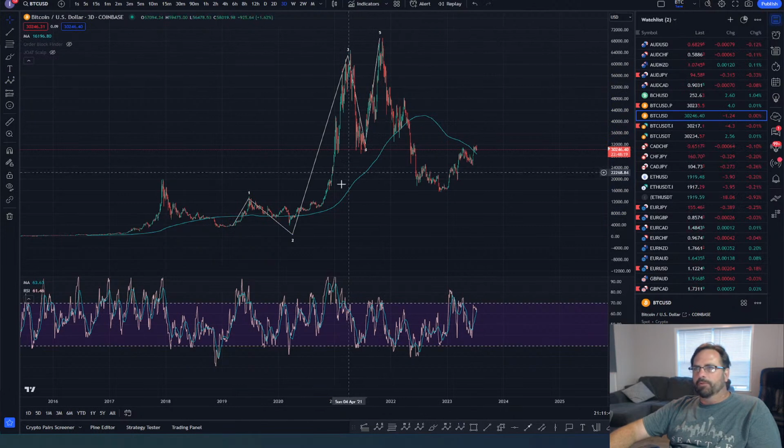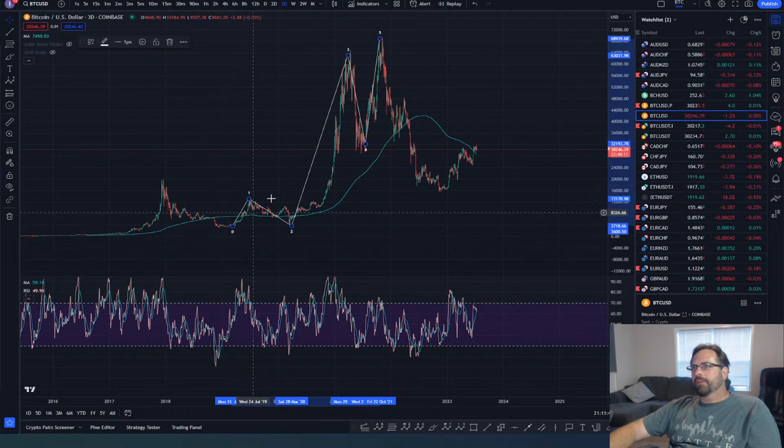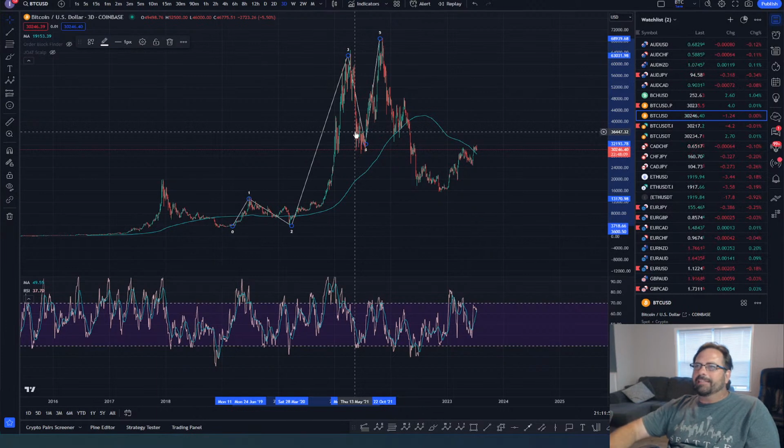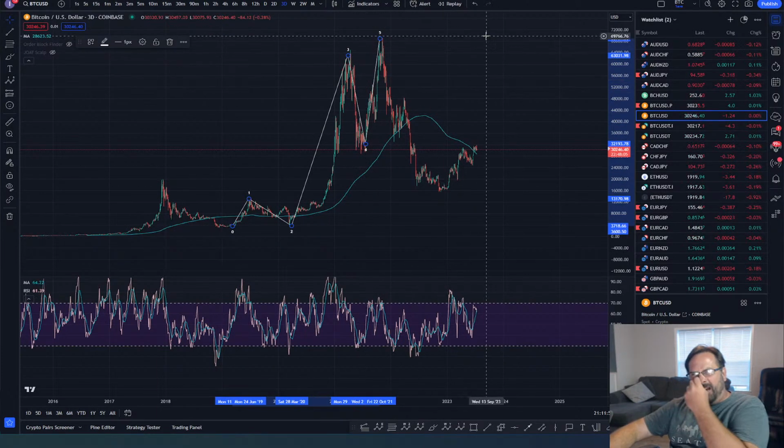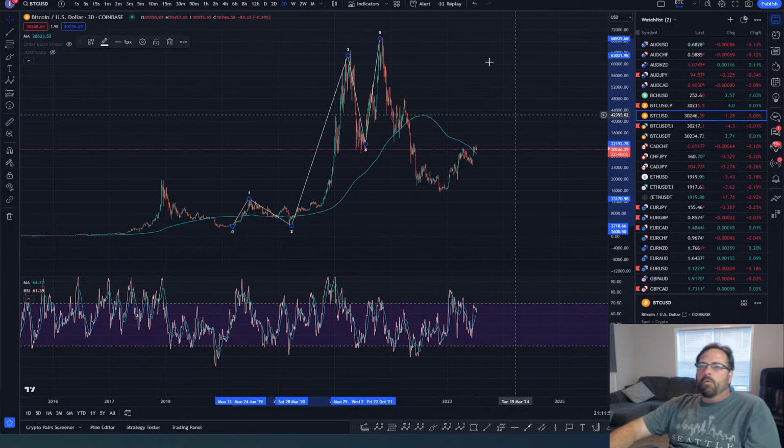I see a 5-wave move there. Okay, so I think that wave is finished right there. This was some kind of an A, B, and a C, a 1, 2, and a 3. It doesn't matter. This is not some kind of wave 4 going into a wave 5.